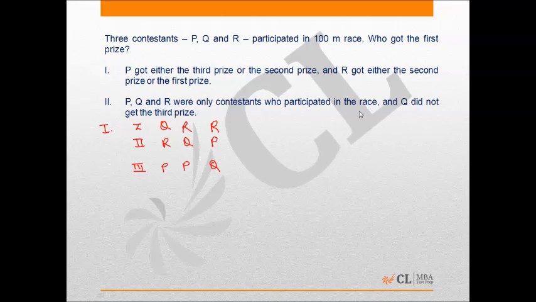Definitely it alone is not sufficient, but if you combine the first and second, I can remove the third case here, right? Because Q did not get the third prize. We are still left with two cases, and in one case Q is the winner and in the second one R is the winner. So I'm still not sure about who is the winner. Hence the option is D, that we cannot find the answer using the combination of the two statements, right?